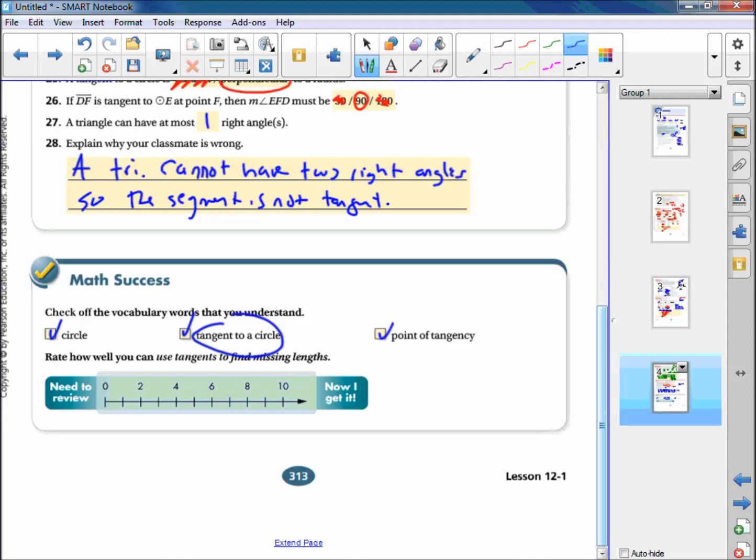So how well can you use tangents to find missing lengths? If you're not there yet, you probably want to watch this video again. I know this is some new material, so this chapter you're going to want to watch videos more than once.